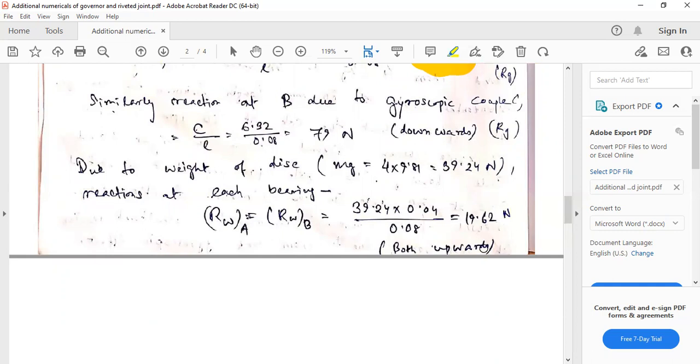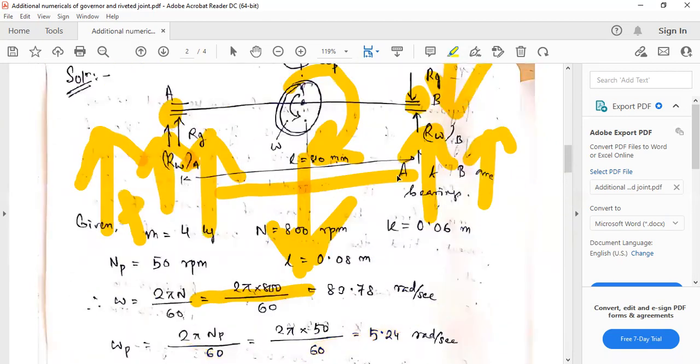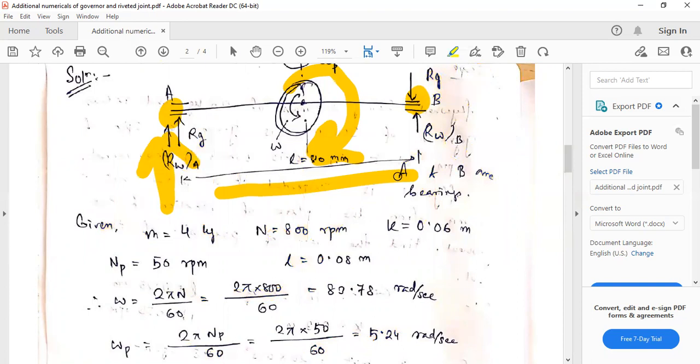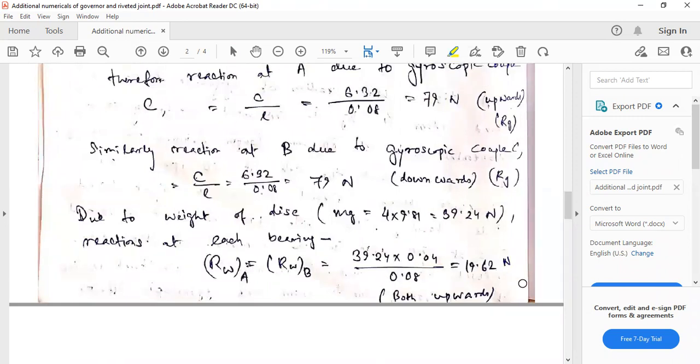This is actually a shortcut we have done here. This is a very simple thing that we have done till now. From mechanics, we have taken the moment. Just by taking the moment about A, we can get the reaction at B. Similarly, by taking moment about B, we can get the reaction at A. Both of them will be equal, so we got it as 19.62. Very simply, you can just divide this 39.24 by 2 to get 19.62.